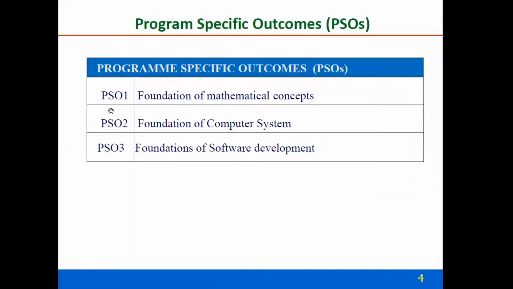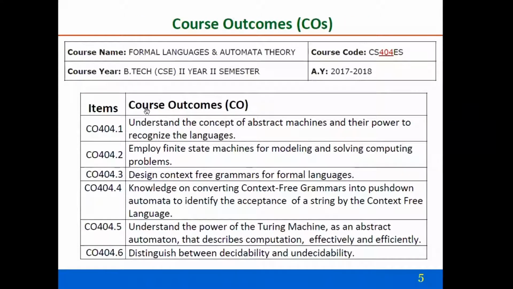Then the sample PSOs we considered for a computer science related program: foundation of mathematical concepts, foundation of computer system, then foundations of software development. Then you can recall one particular course we used as the model during our FDP. Here, one course with 6 outcomes we discussed in our previous session. The same example is considered here.